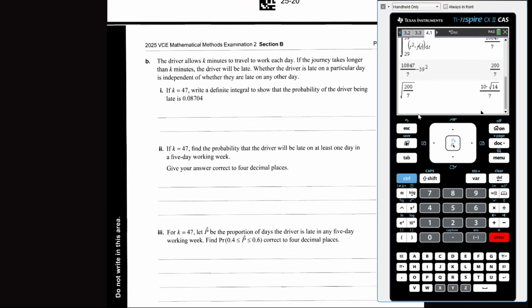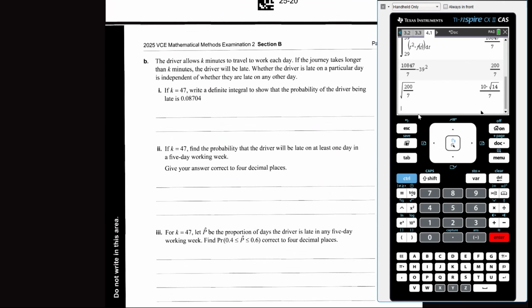Moving on, the driver allows k minutes to travel to work each day. If the journey takes longer than k, the driver will be late. Whether the driver is late on a particular day is independent of whether they are late on any other day. So if k is 47, longer than 47, let's just do shift plus 47 up to 59, f of t dt. Yep, you get this value.